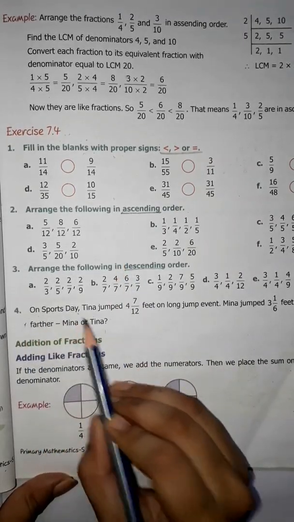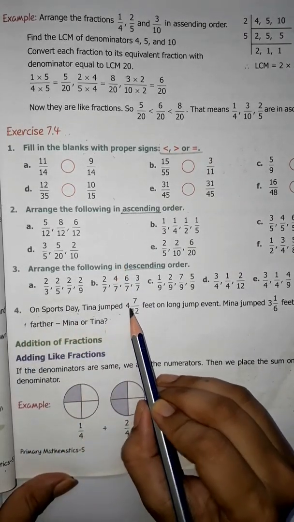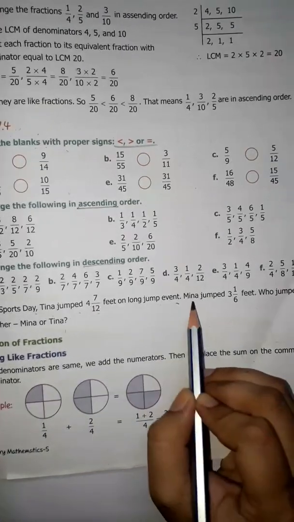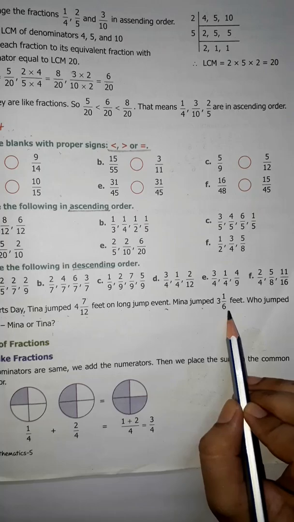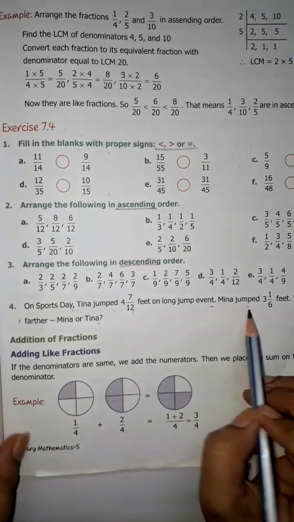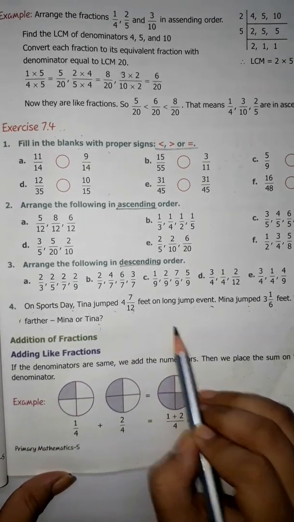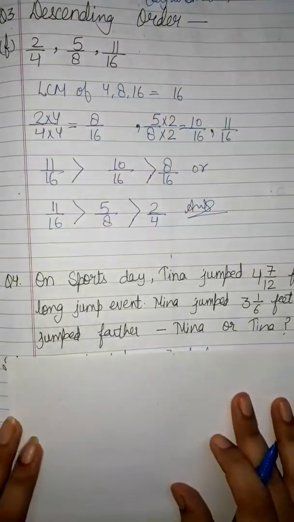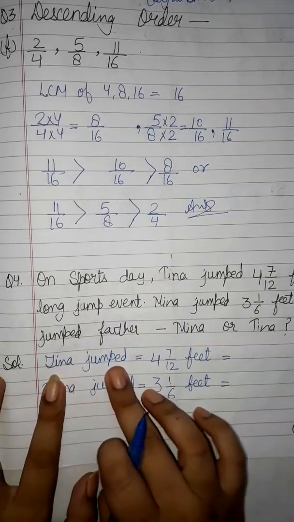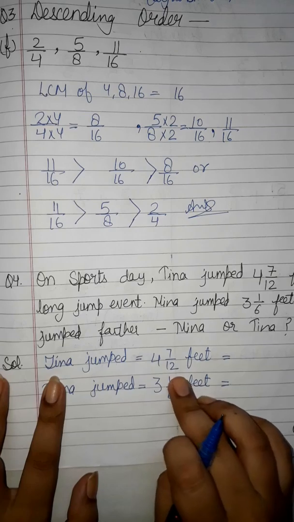On sports day, Tina jumped 7 by 12 feet on long jump event. Meena jumped 3 whole 1 by 16 feet. Who jumped further, Meena or Tina? So again you have to do comparison and you will find out. See the solution children. Write it. Tina jumped 4 whole 7 by 12 feet.